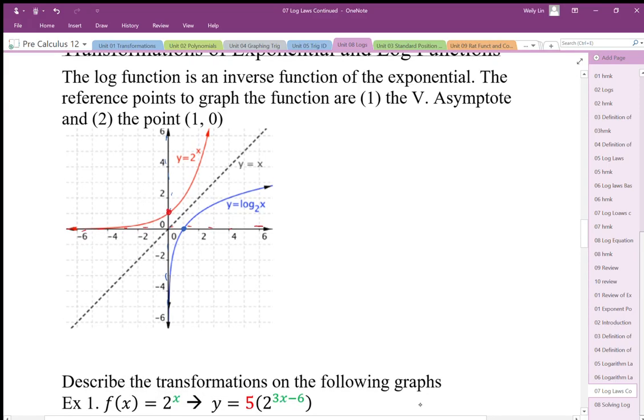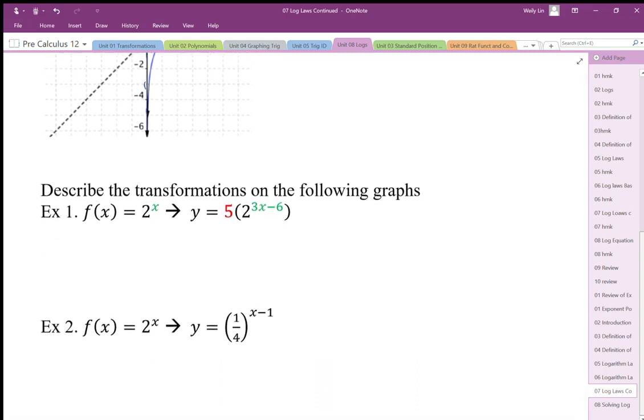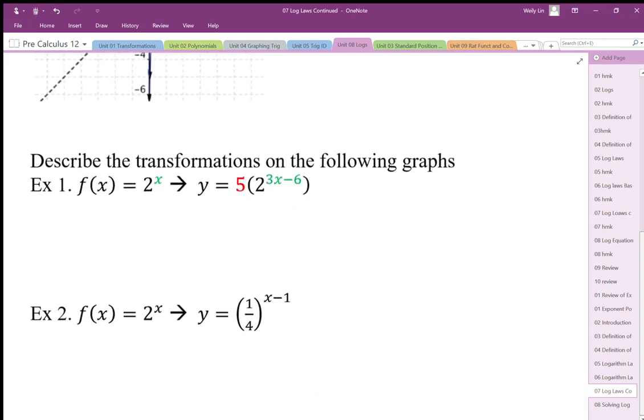If I take a look at this transformation here, I can see that there's a transformation on the x and a transformation on the y. I'm going to just start with the y. The change in y is just going to be one transformation. It's a vertical expansion by 5. The change in x is in green.